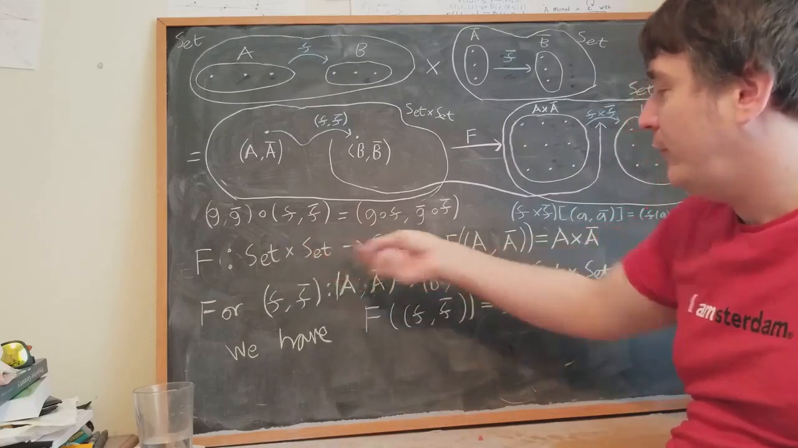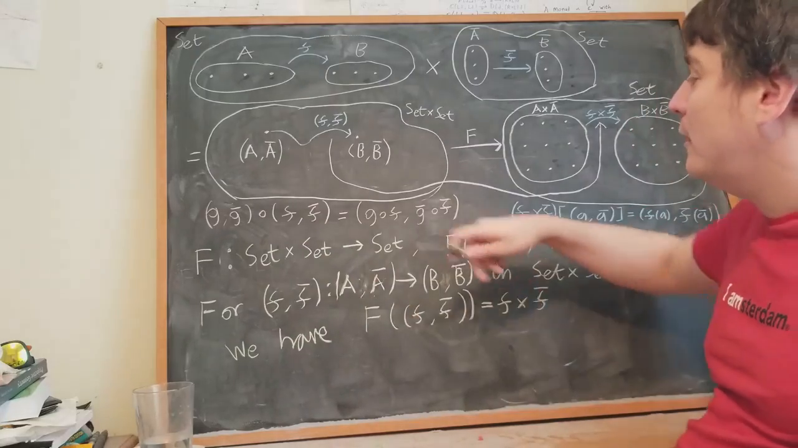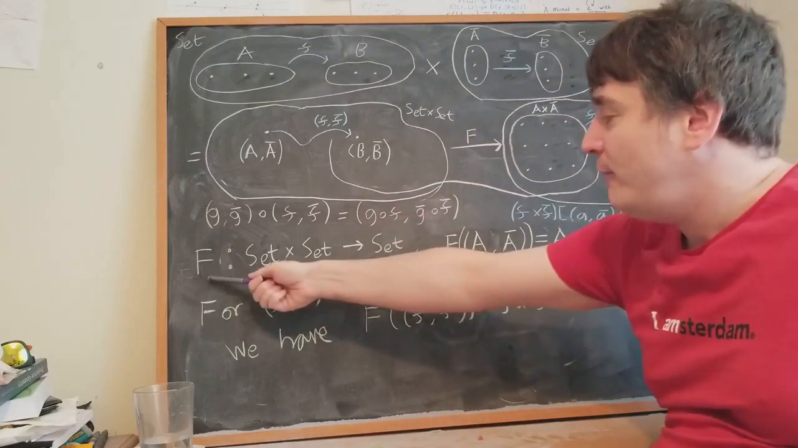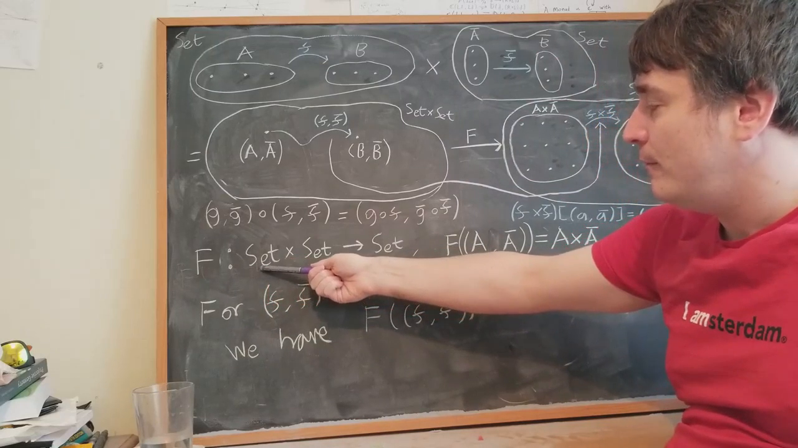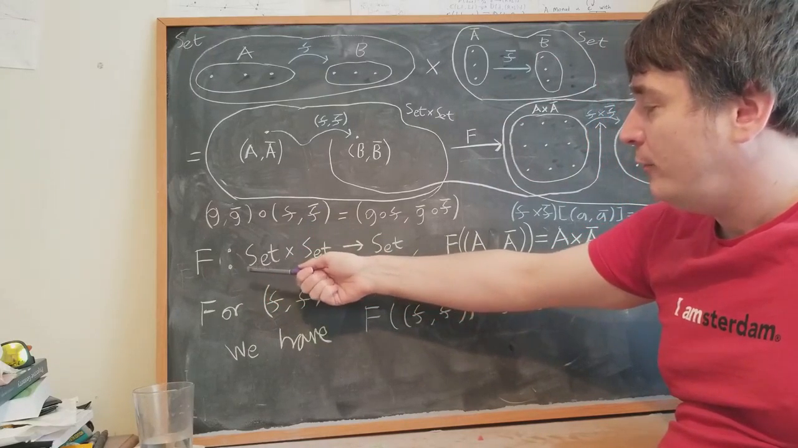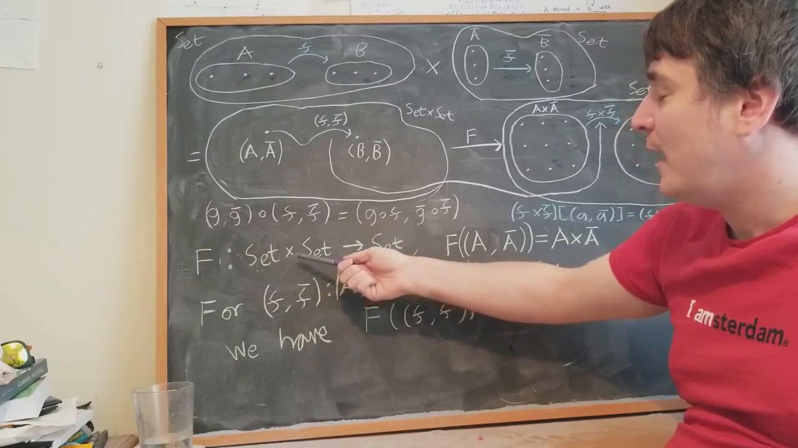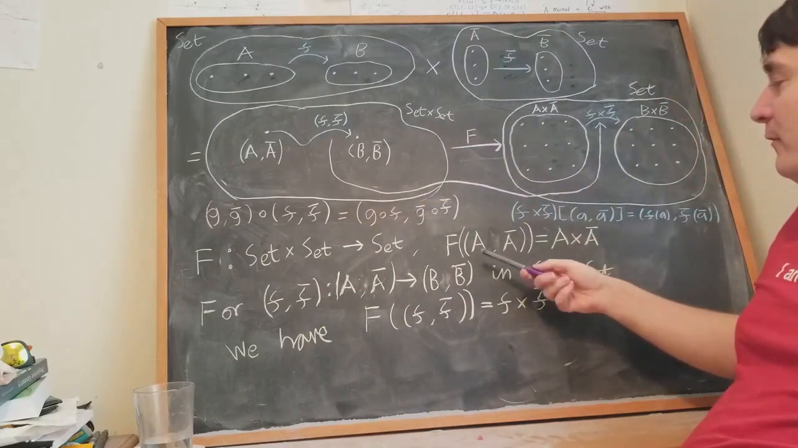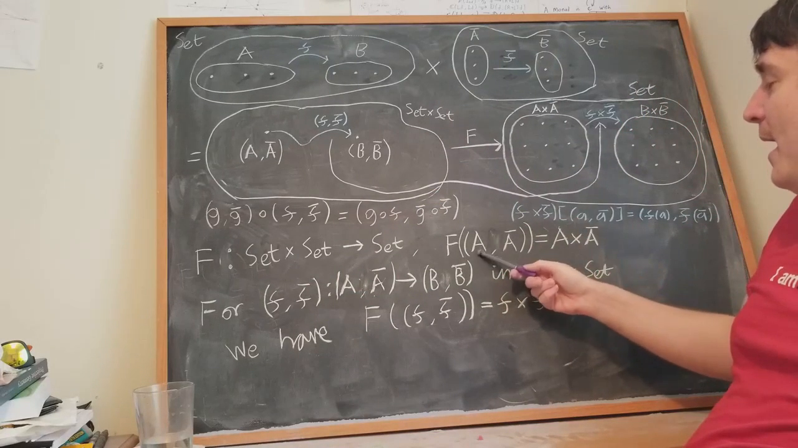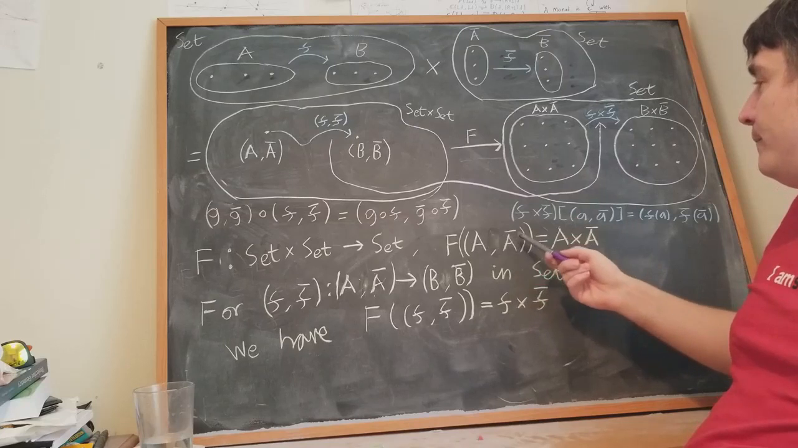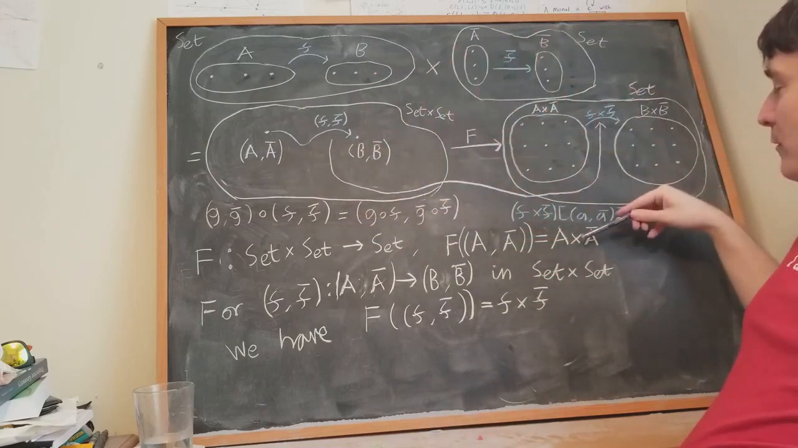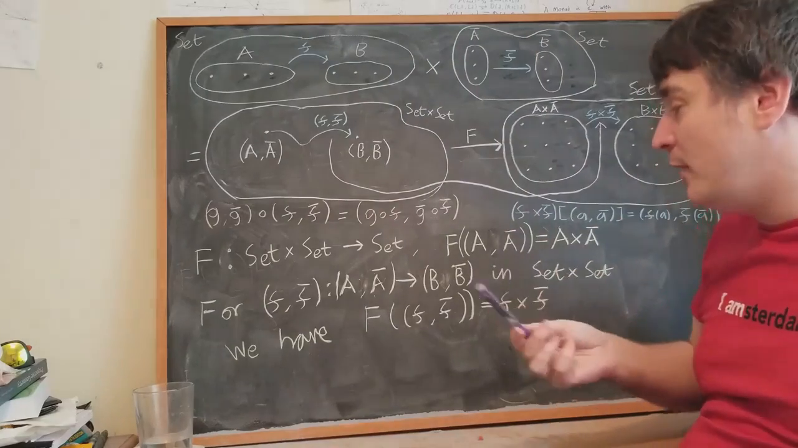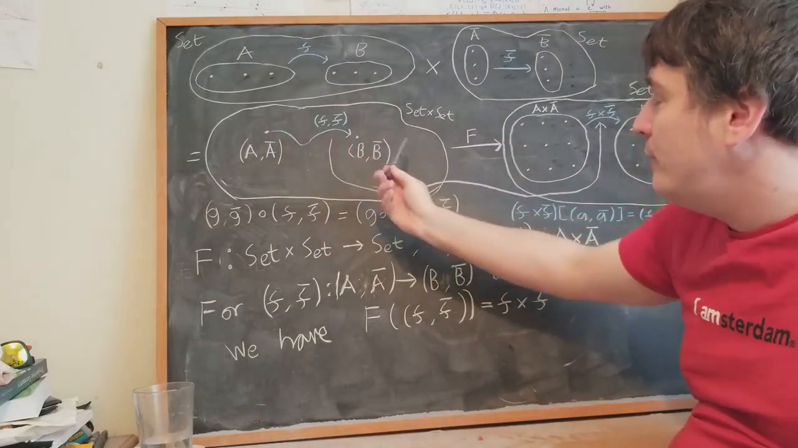Okay, so here's the sort of algebraic description of what's going on in this picture up here. We're saying that f is a functor. It goes from the product of the category Set with the category Set to the category Set. It sends an object, which is a pair (A, A bar), to the Cartesian product of A and A bar.